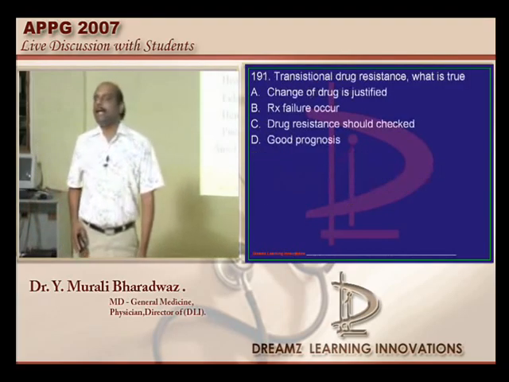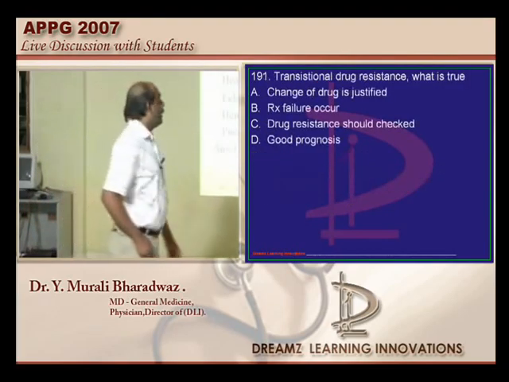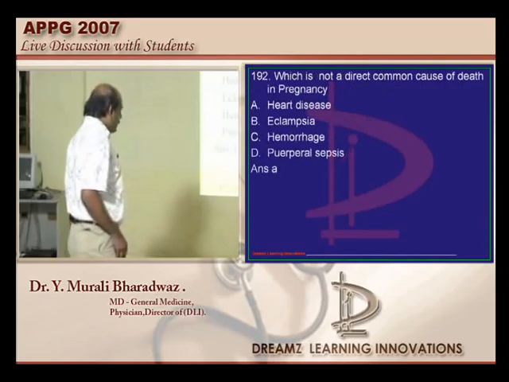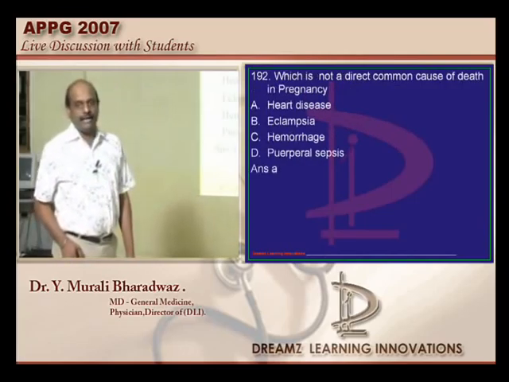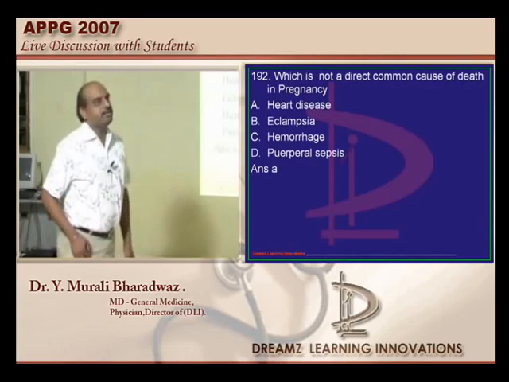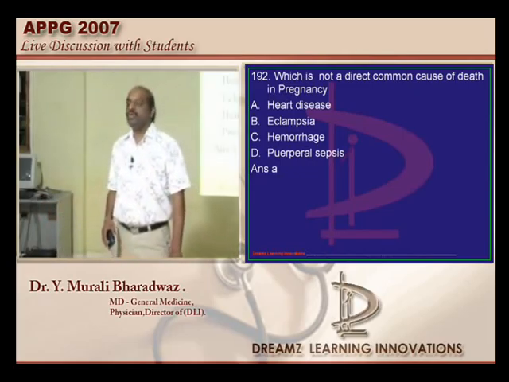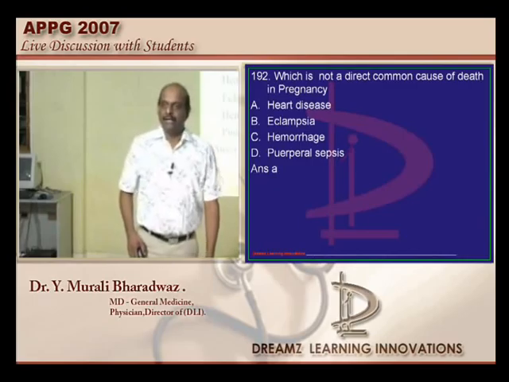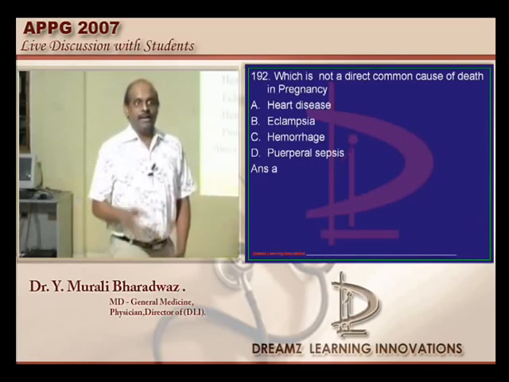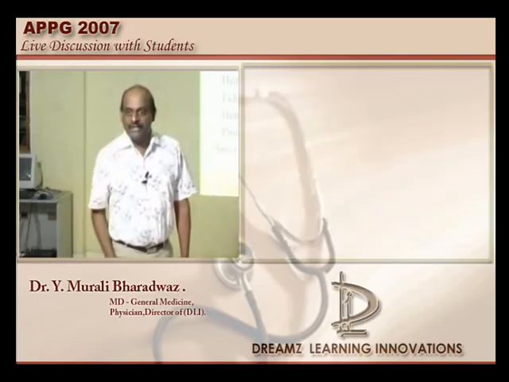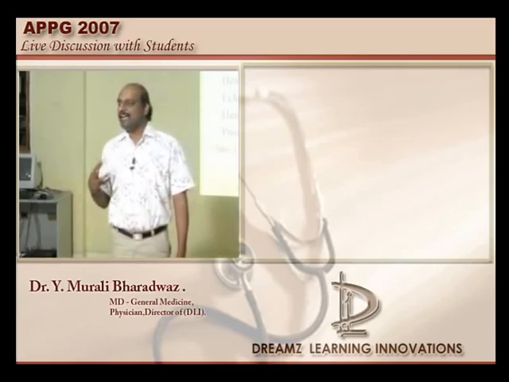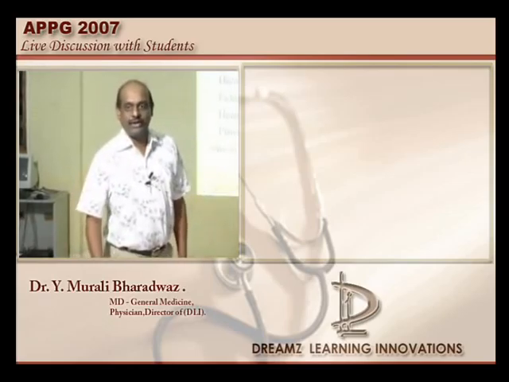Now, what is not a direct common cause of death in pregnancy? Anyway, eclampsia, hemorrhage, puerperal sepsis, they are all direct causes. It is not heart disease which is the direct cause, which needs to be fundamentally remembered. I think two more questions we have to recall. That is amyloid deposition in the zona glomerulosa or fasciculata, one question. And one more question I could not recall.